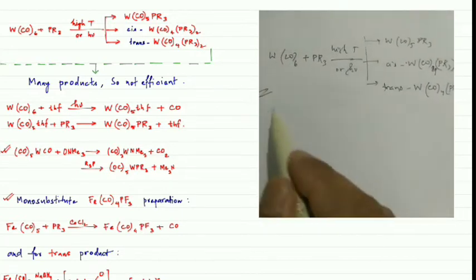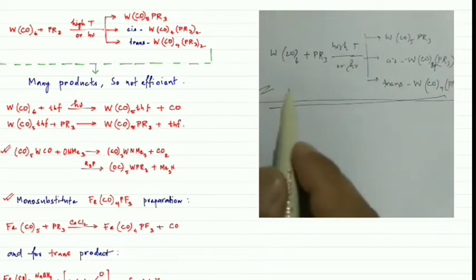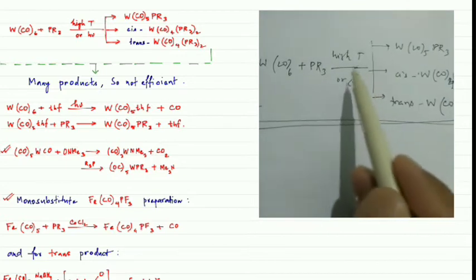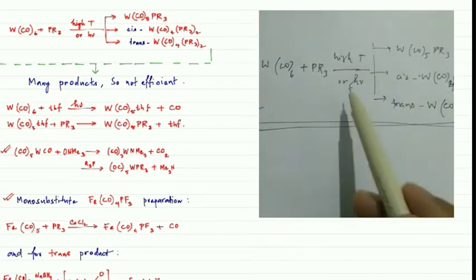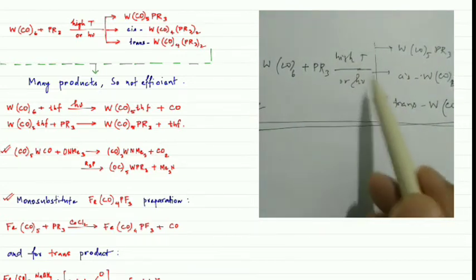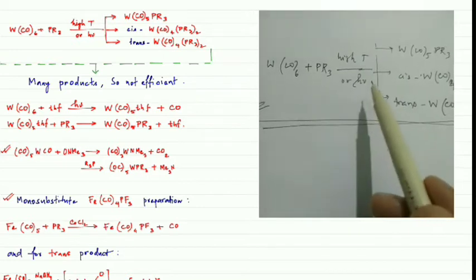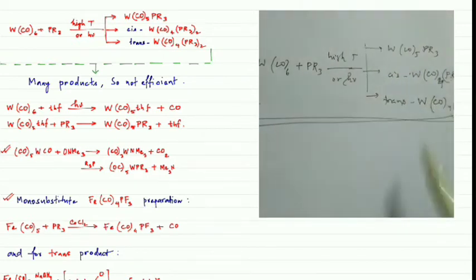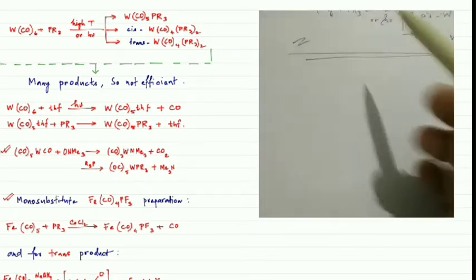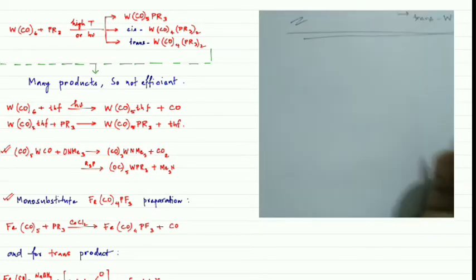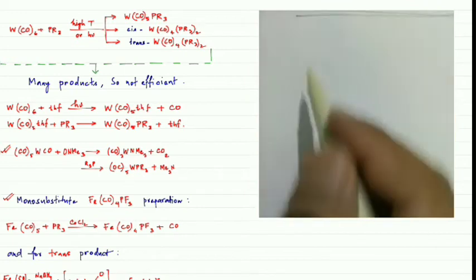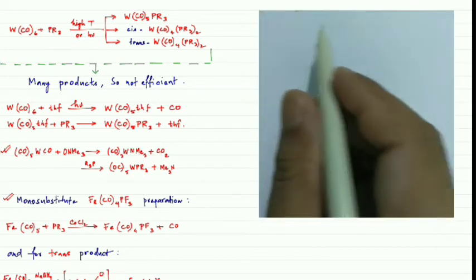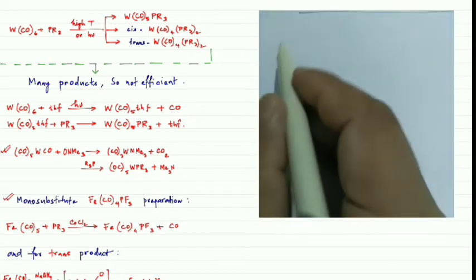So we cannot use this type of procedure. That means we cannot apply high temperature and radiation to synthesize a specific product. So what scientists did is use many different techniques. Some techniques are shown here.